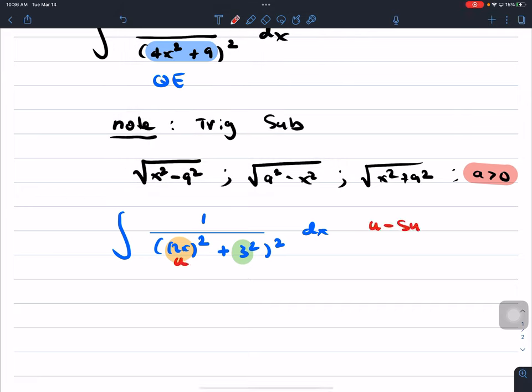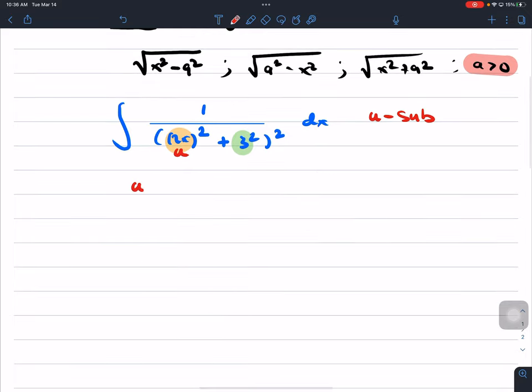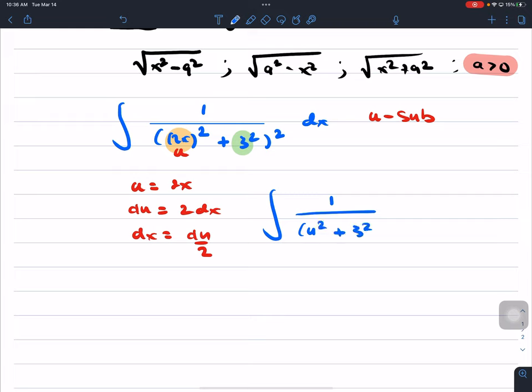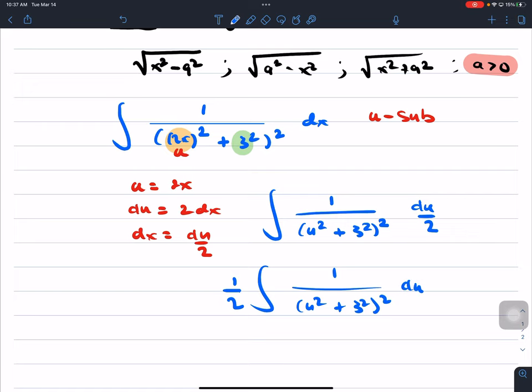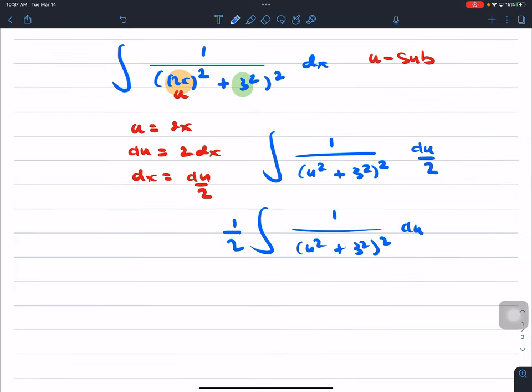We're going to try a u substitution first, where u will be 2x. So that means du is 2 dx, or dx will be du over 2. By doing that u sub to start, you see that this looks like u squared plus 3 squared, all squared, and dx is du over 2, which means we factor out the 1/2, and then we have u squared plus 3 squared, squared, du. Okay, so far so good? All right, you guys see what I'm saying?